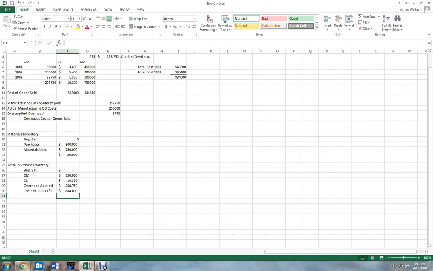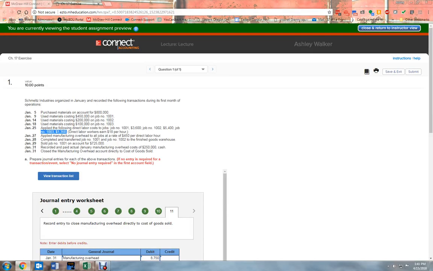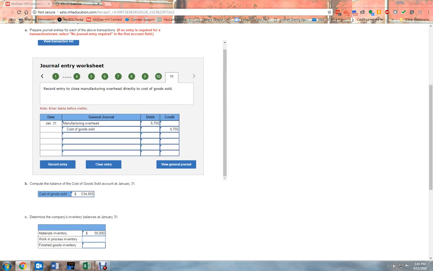So our work in process inventory has to be our direct materials plus direct labor plus overhead minus the cost that we transferred out. So there should be $135,100 remaining in our work in process inventory. Okay.